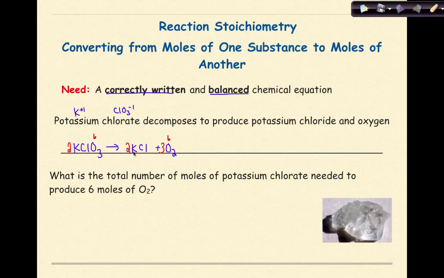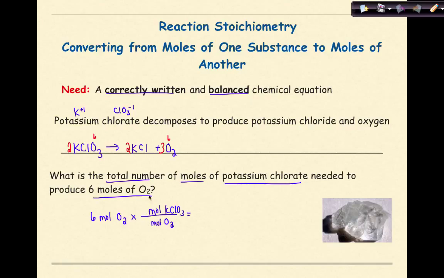Finally, once I get my correctly written and balanced chemical equation, I can go on and look at my word equation down here that relates to the chemical equation. What is the total number of moles of potassium chlorate needed to produce 6 moles of diatomic oxygen? Just like you saw in Regents Chem, we're always going to start with our given. So our given here is 6 moles of diatomic oxygen, multiplication sign and a line. Whatever I start with is going to go on the bottom, moles of oxygen. Whatever I need is going to go on the top, which is moles of potassium chlorate. So moles KClO3.